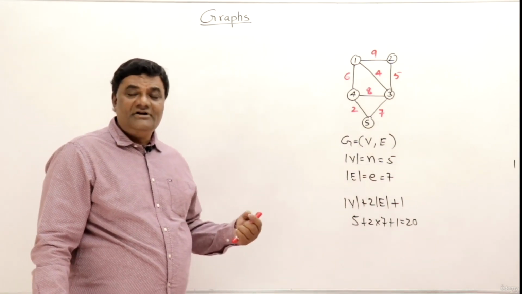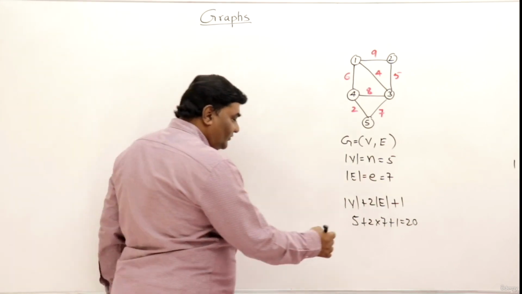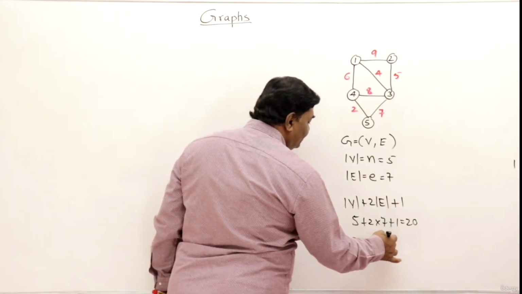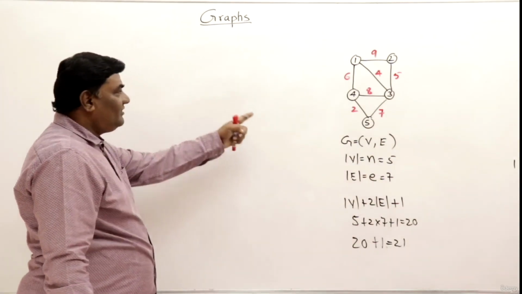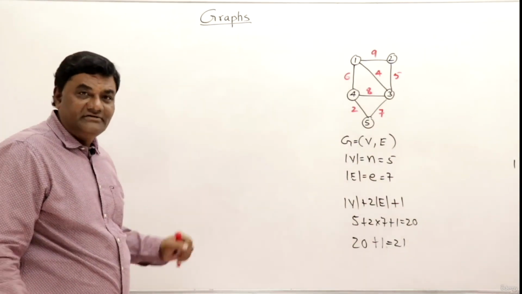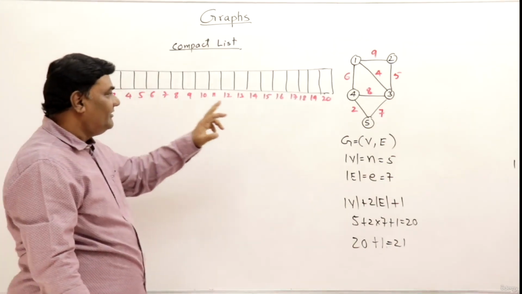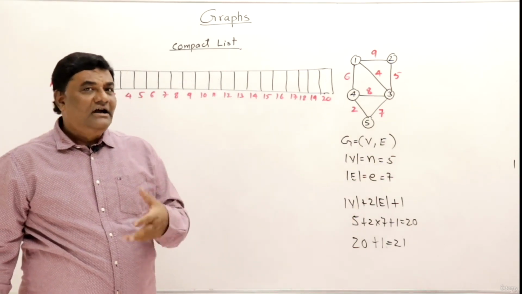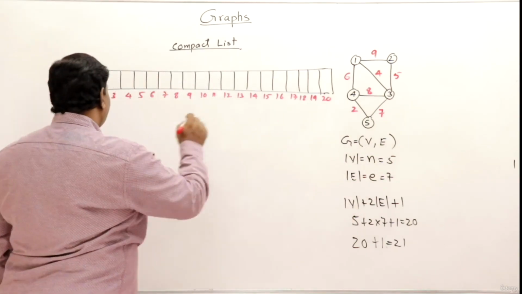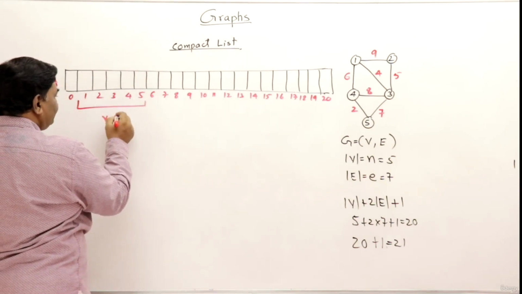Then one more thing. I am starting indices from 1 onwards. I am not using index 0. So for that I need one more extra space, that is 20 plus 1, 21. So here I will draw an array of size 21. So here I have an array of size 21, indices starting from 0 up to 20. So total 21 spaces. Then how to represent this? See, the first 5 locations are representing vertices.